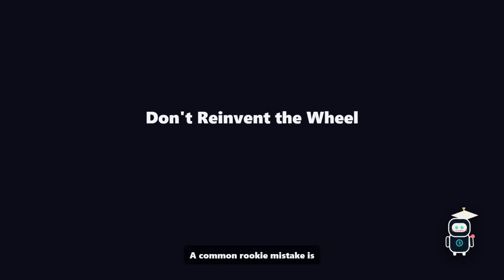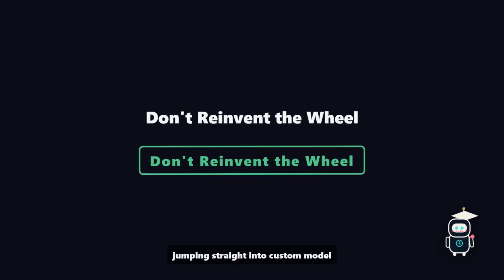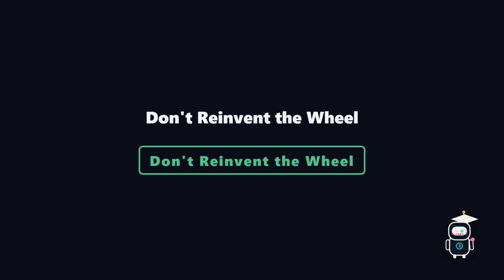A common rookie mistake is jumping straight into custom model training. Before you spend weeks collecting data and tuning a model, test the Vision API on your images. It can already recognize thousands of objects and categories. If it covers your use case, you've just saved yourself a mountain of work.